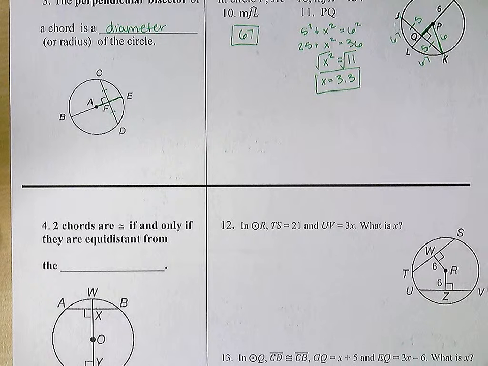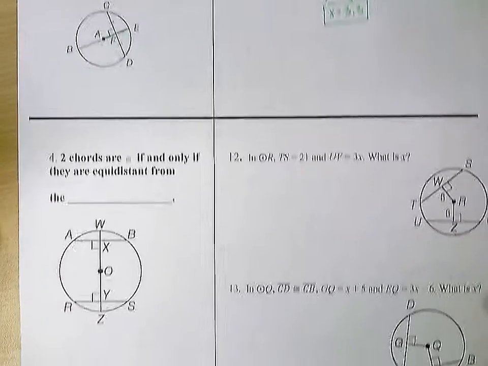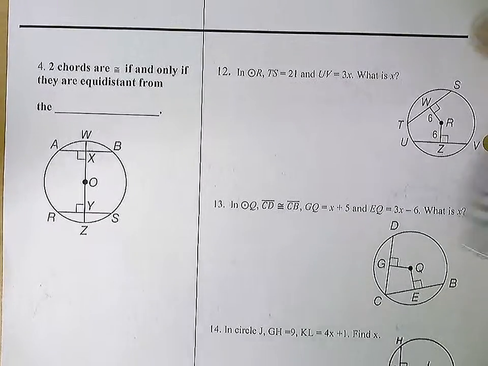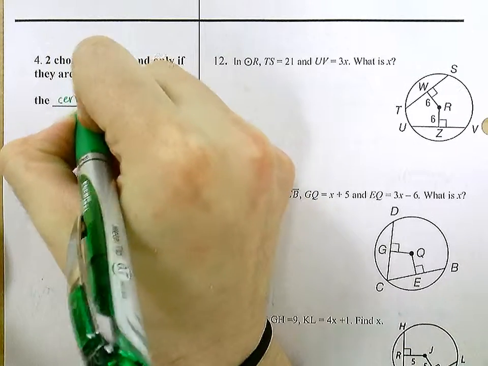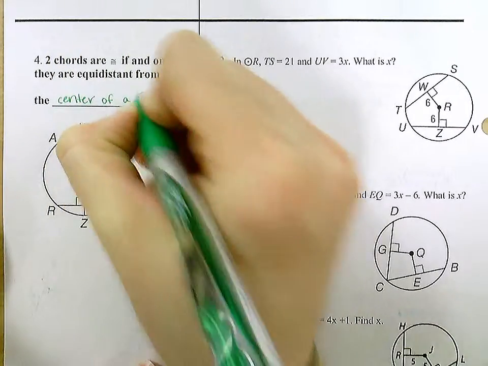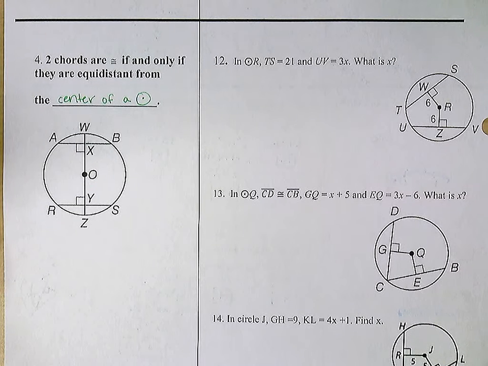All right, questions on that property with our chords and arcs? All right, then the last property we're going through, number 4, says two chords are congruent if and only if they're equidistant from the center of a circle. Okay, so two chords are congruent if they are equidistant from the center of a circle.